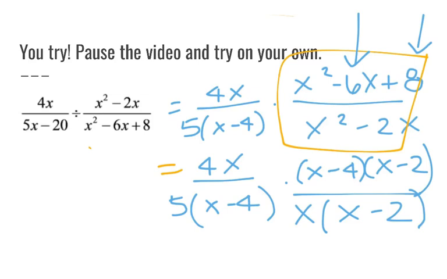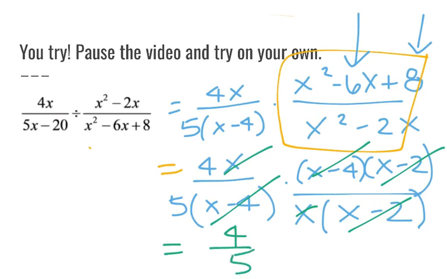All right, and now let's start canceling. So x minus 4 cancels with x minus 4. X minus 2 cancels with x minus 2. And these x's cancel. All that's left then is 4/5 with the condition that x cannot equal, well, let's see. Here I canceled that plain x, so x cannot equal 0. Here, x cannot equal 2.